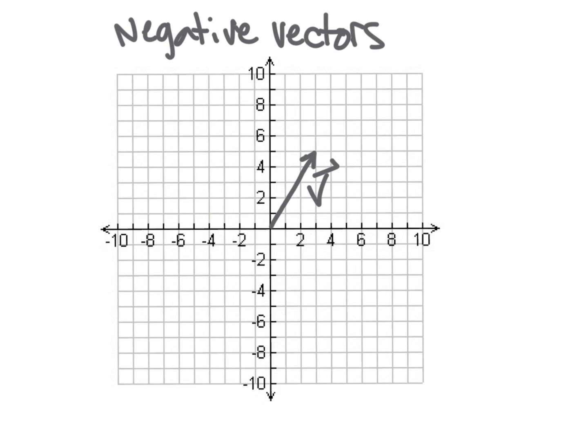Negative vectors switch both of the components of that vector. So this is vector v right here. This has components 3, 5. So the negative of v has components negative 3, negative 5.